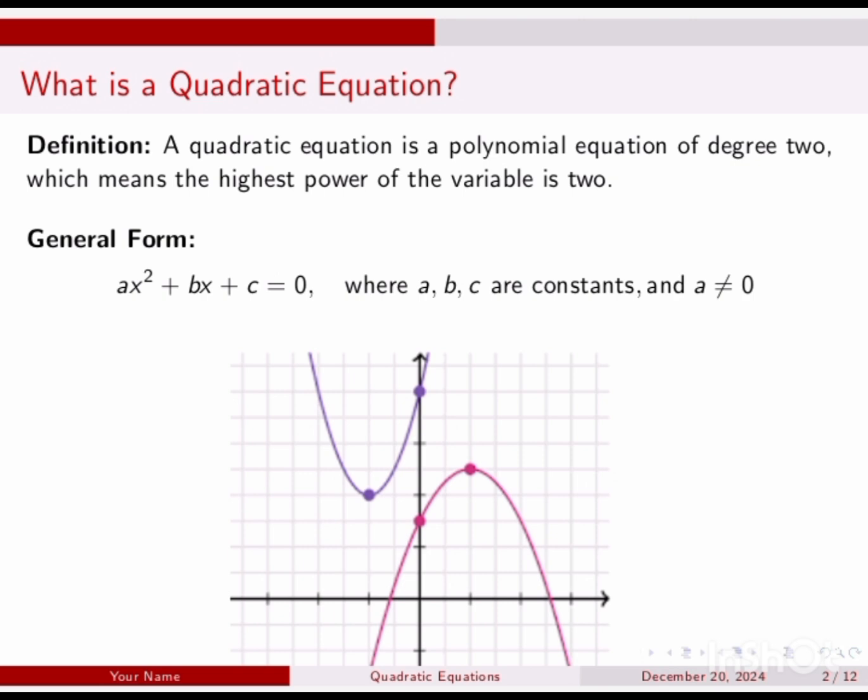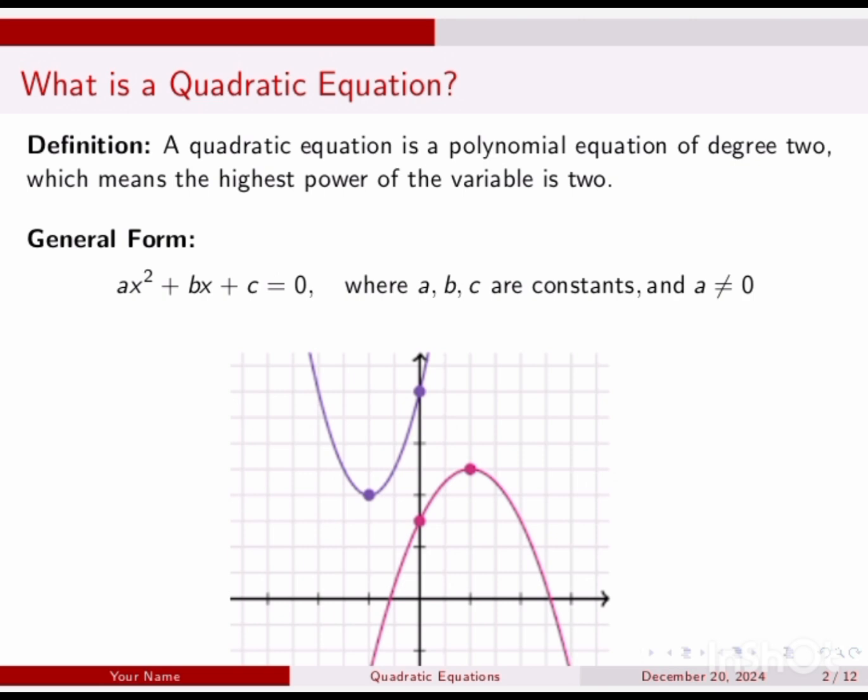If a is equal to 0, then you can see that 0 into x^2 would become 0, and you would be left with only bx plus c equals 0. That means it's no longer quadratic but linear, because now the highest power of x is 1.